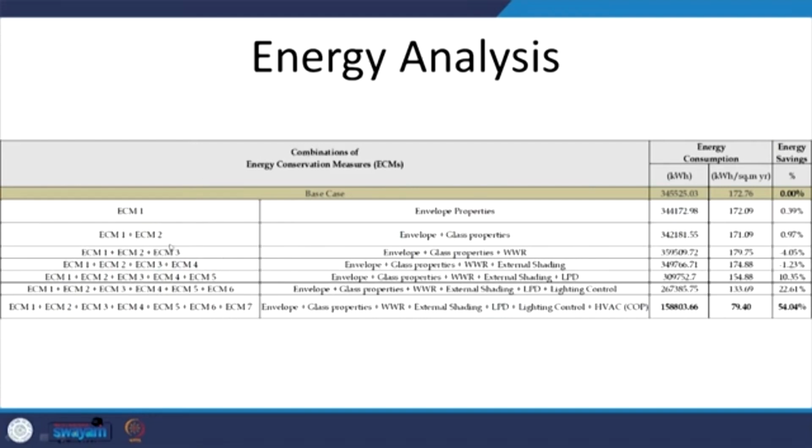Now, this is just one way of doing it. We can have multiple permutations and combinations. We could also do it this way, where we just have the base case plus ECM1, base case plus only ECM2, base case plus only ECM3 and like that. So, we know the individual effect of each ECM, or we could have some other combination. But what it will give us is the impact of this energy conservation measure over the base case.